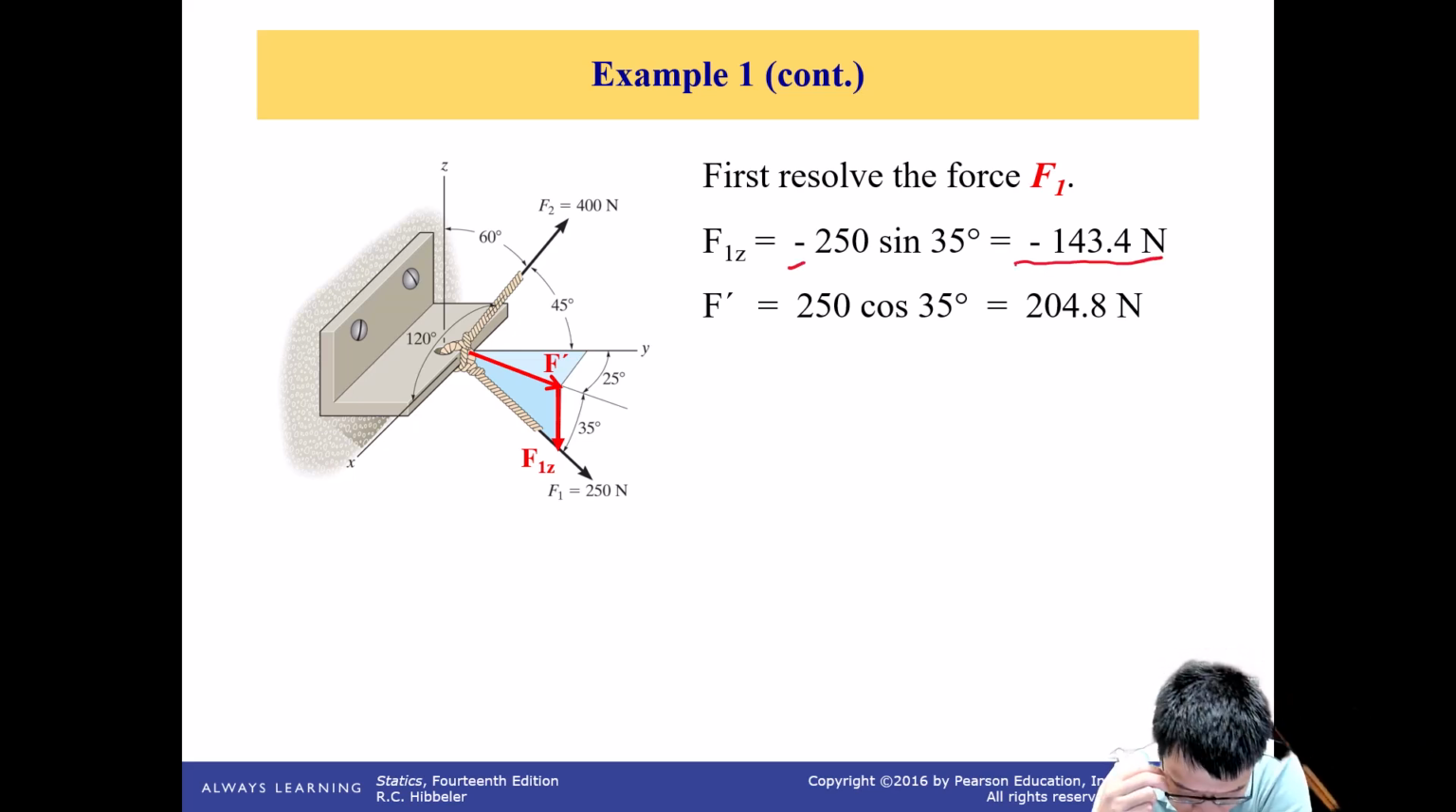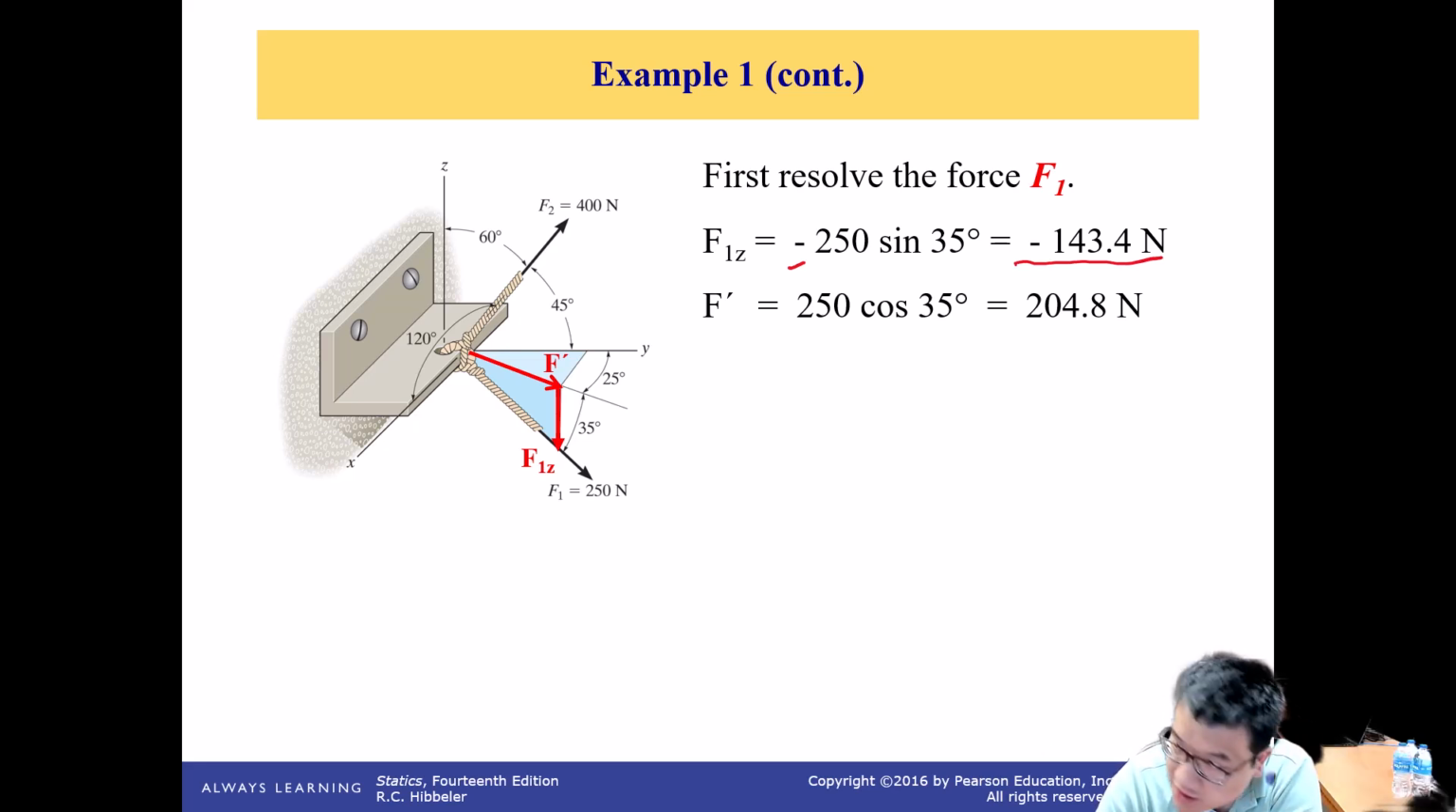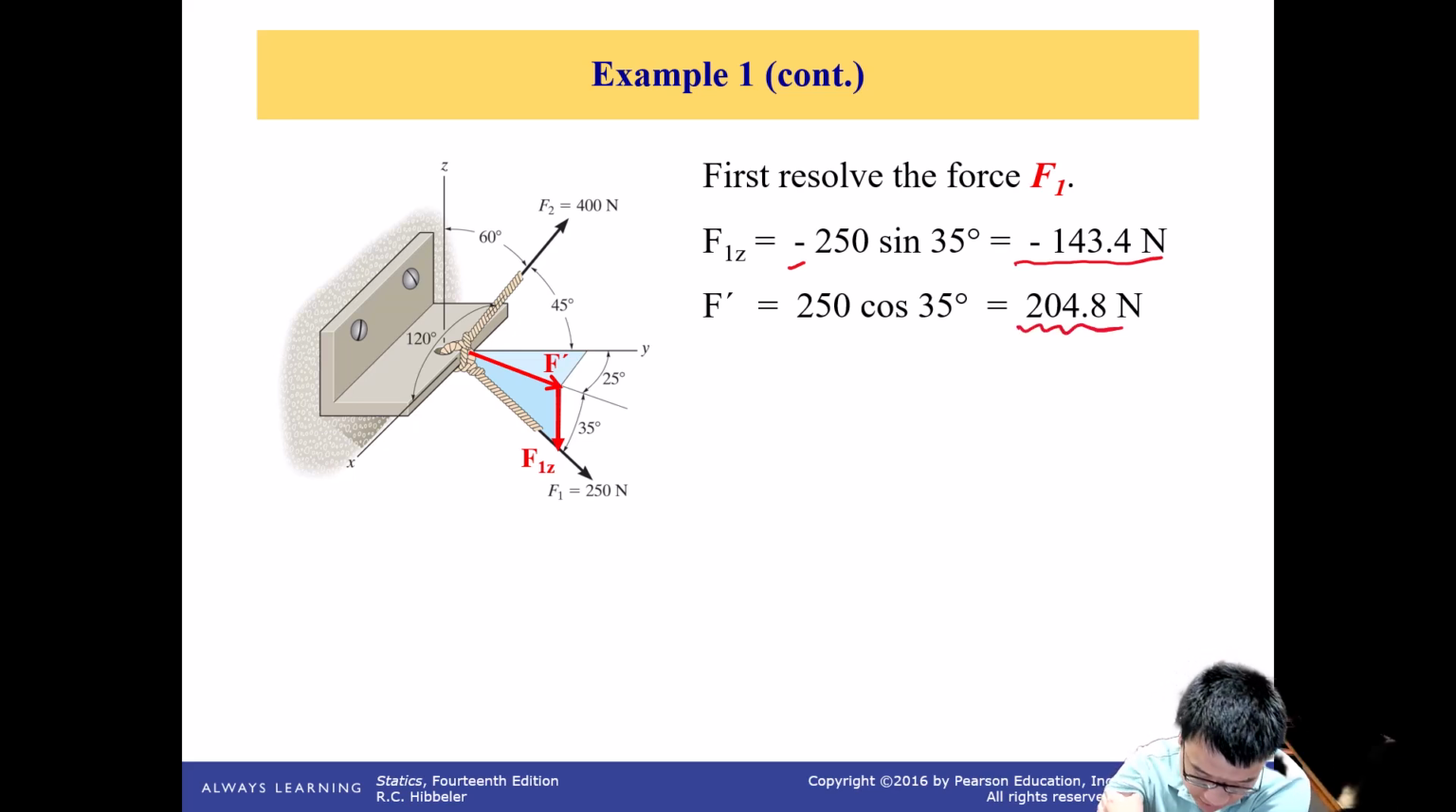And we have another vector, F prime, whose direction is shown in the figure. F prime is a combination of the x and y vectors, so we need to solve it. First, F prime is 250 times cosine 35. So here is F prime's magnitude. And then F prime can be further resolved into F1x and F1y.